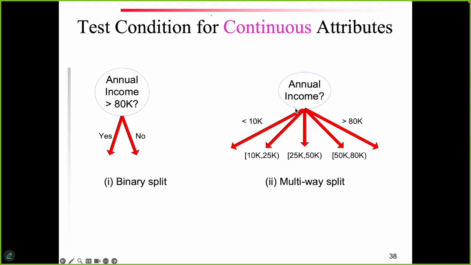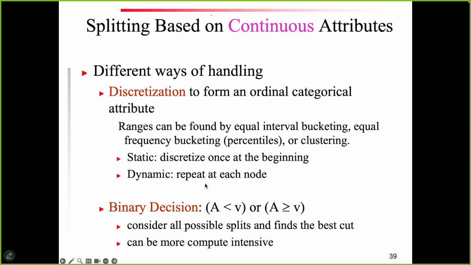And then you can also do a multi-way split. So you can divide your income into intervals. For example, less than 10K goes to one branch, 10K to 25K into another branch, and so on. So this is also another way. And so focusing on continuous attributes here, these are numeric values, like for example income or age or any numeric attribute. So there are two main ways to handle them.